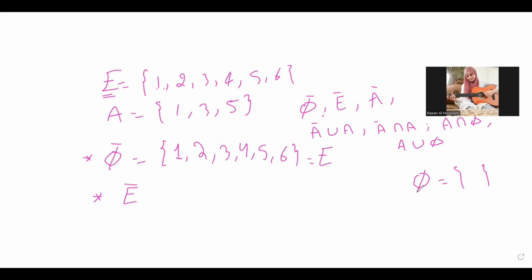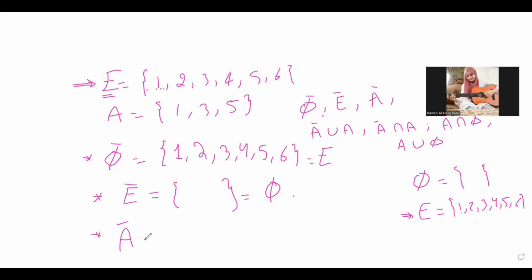Okay, now we have E bar. We have E, the set 1, 2, 3, 4, 5, 6. When we say E bar, we have to look for all the elements in E that are not in the set E. Look, 1 exists here and it exists here, 2 as well, 3, 4, 5, and 6. So all the elements in the bigger set exist in the set E, so there are no elements missing. So it's the empty set, which is equal to phi.